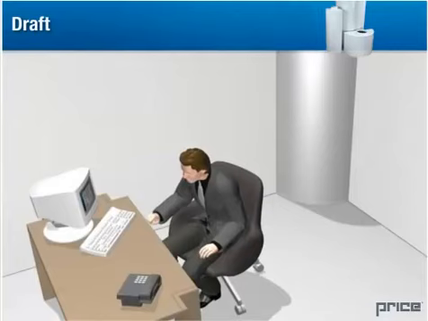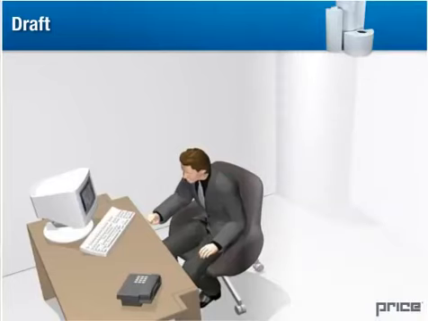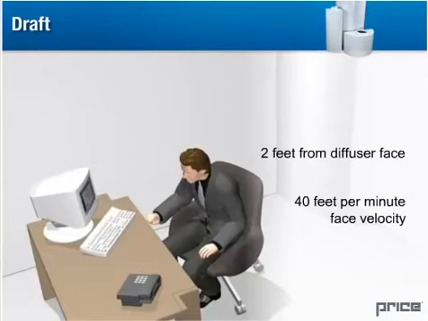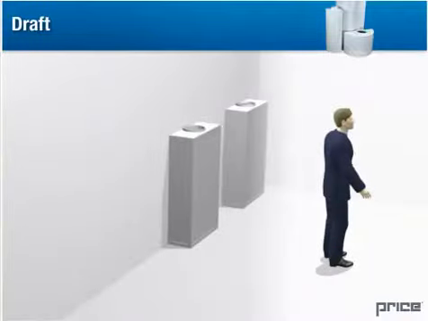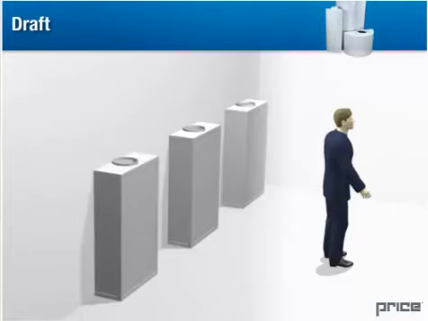Displacement diffusers must be selected and located carefully to avoid drafts. Generally, occupants should be seated no closer than 2 feet from the diffuser face. A maximum of 40 feet per minute face velocity should be maintained when sizing the diffuser. A simple way to minimize the effect of drafts is to provide a greater total face area. This means using either bigger diffusers or more of them.